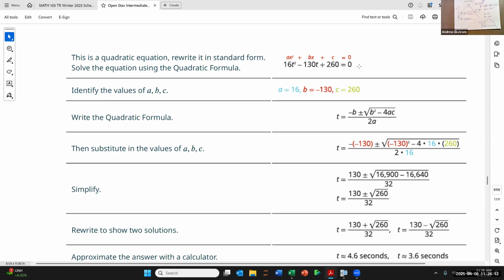We can also go back and try to answer the question, how long does it take for this firework to get to its highest point? So that apex thing. The equation for the apex is negative b divided by 2a. Negative 130 is b, so negative 130 becomes a positive 130, divided by 2 times 16.